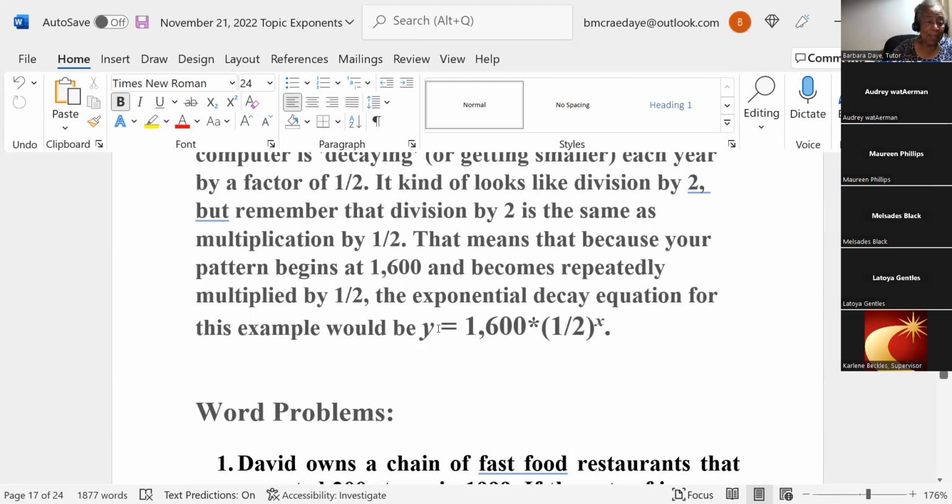And we represent that by taking the original price, $1,600, and taking the 1/2, because it's decaying by 1/2 the value, and raising it to the number of years, or months, or in this case, number of years. Well, we just put X. That's the exponent that's used there, right?